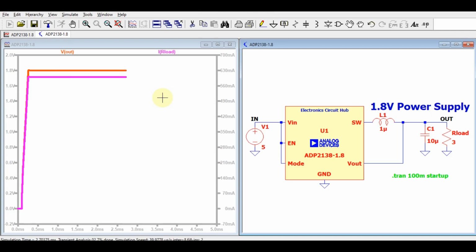So I hope you understand how to design the circuit for a 1.8 volt power supply by using the ADP2138 integrated circuit IC. If you have any question, feel free to ask me in the comment section.